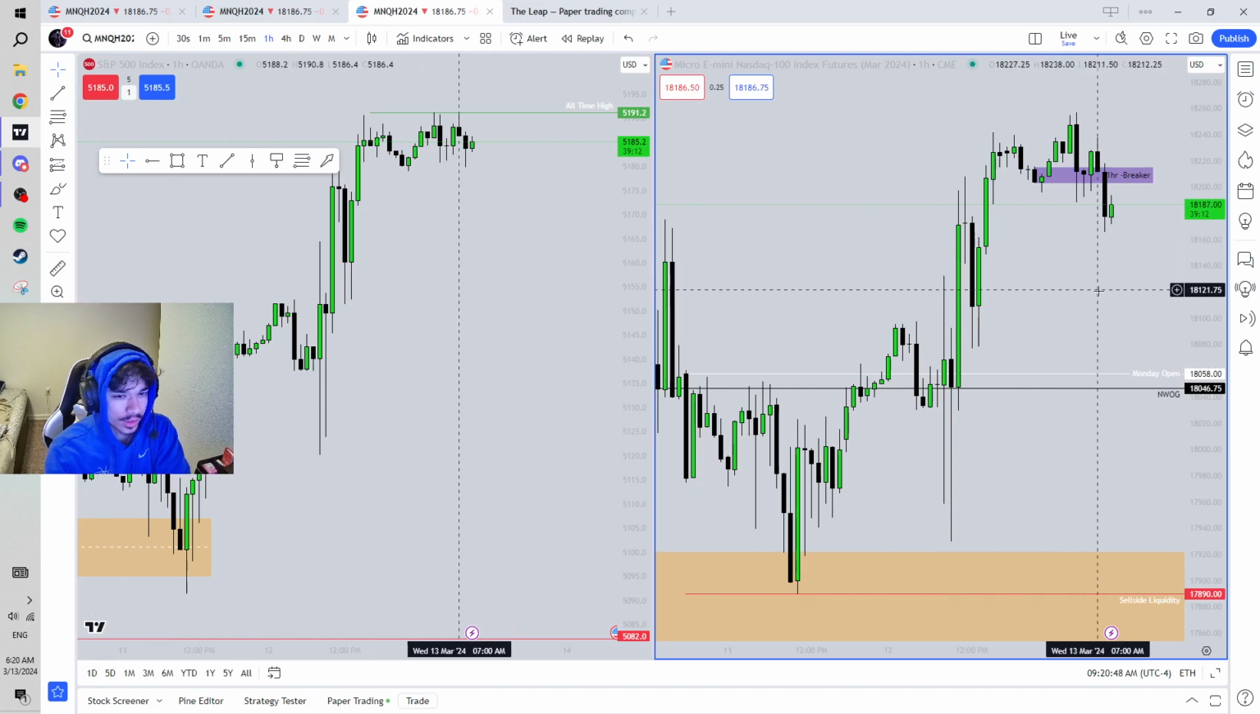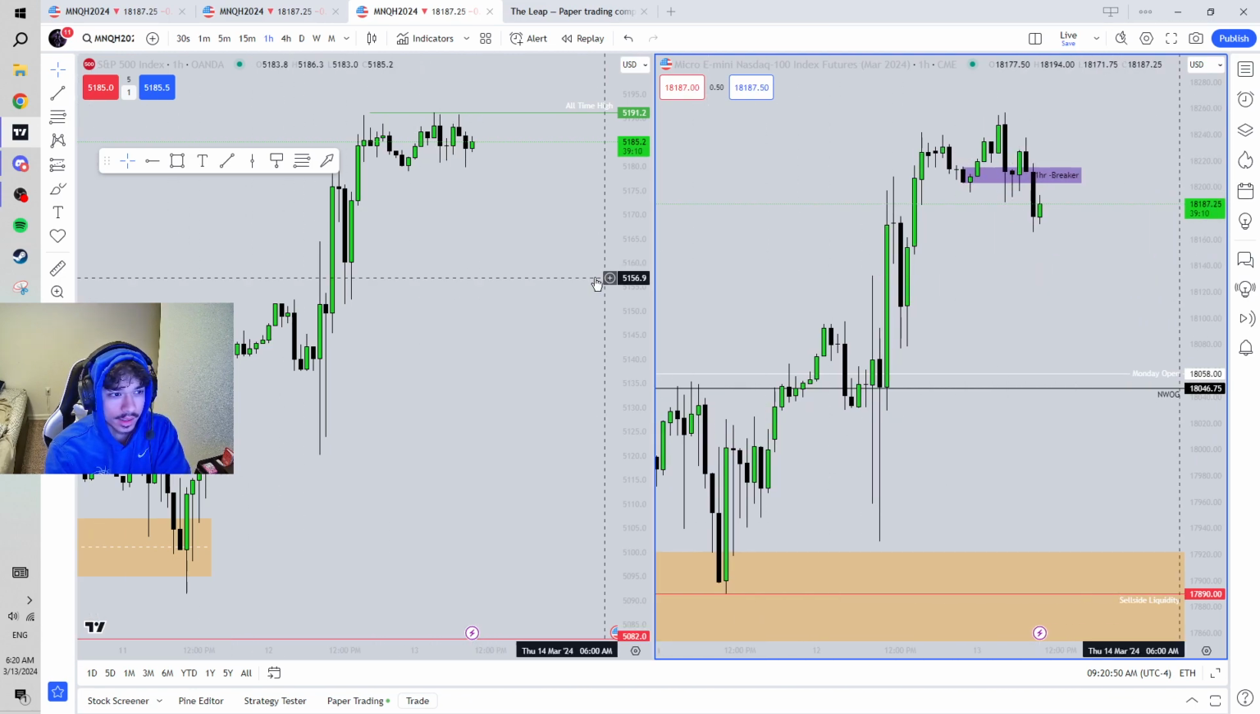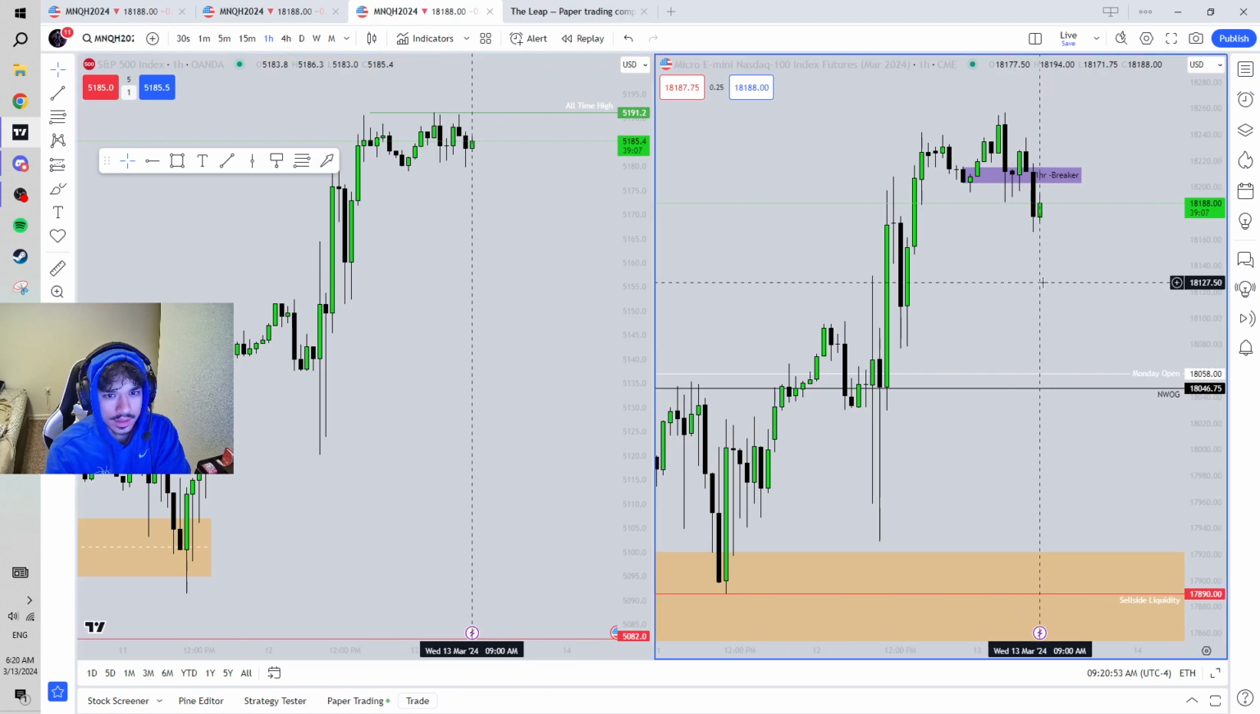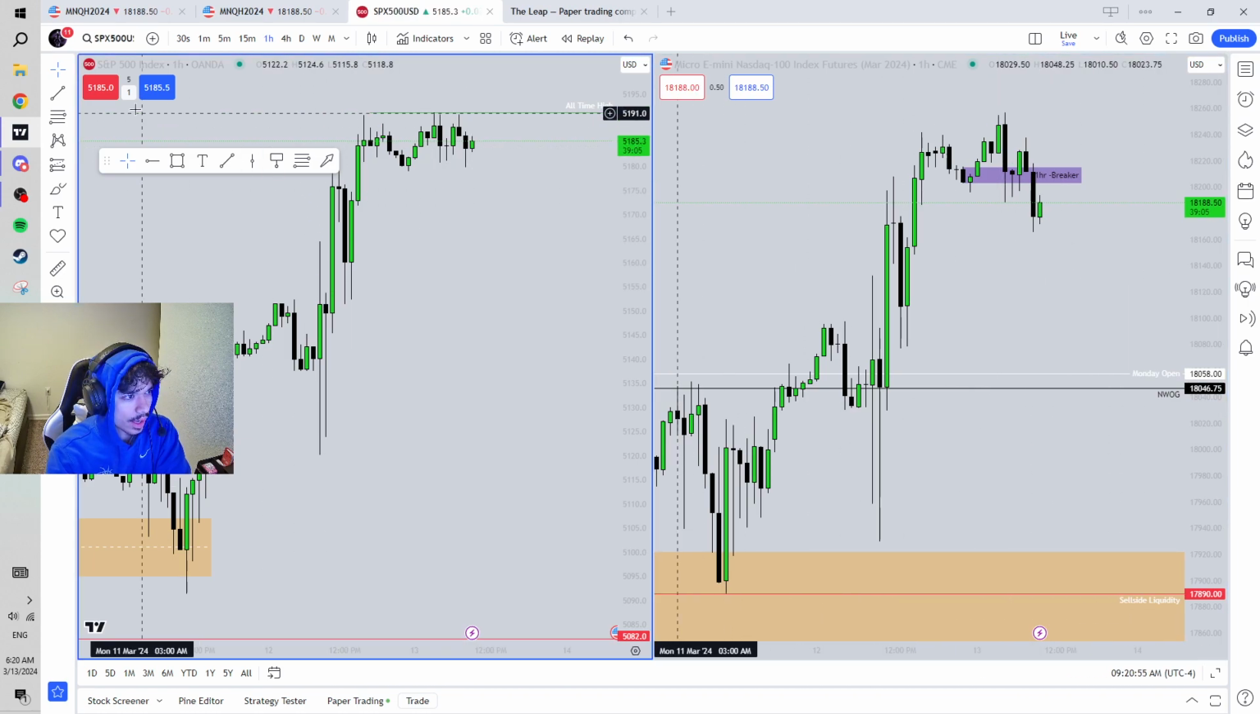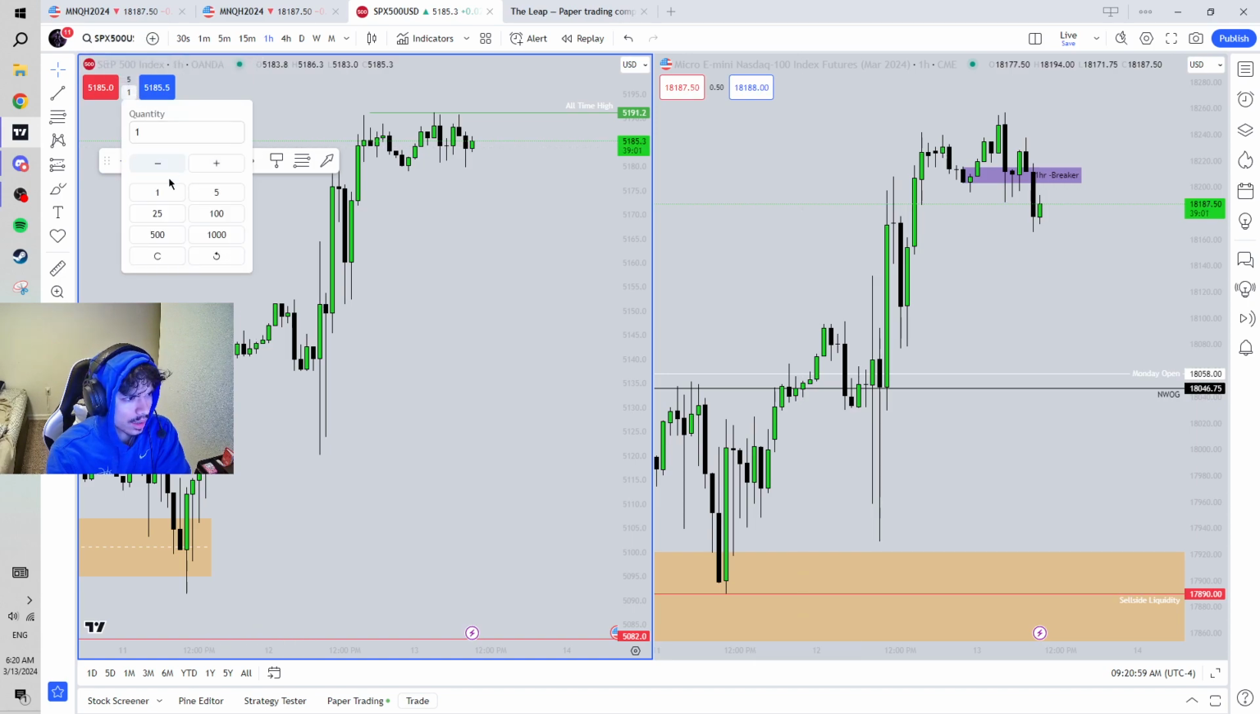Today, we're going to be observing ES on the left, NASDAQ on the right. If you could see, I have this Leap account that I'll be trading here.